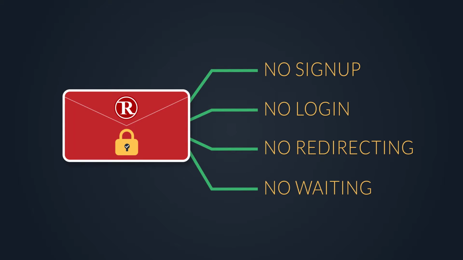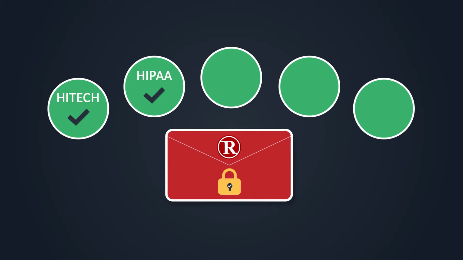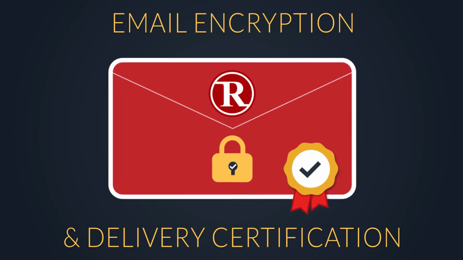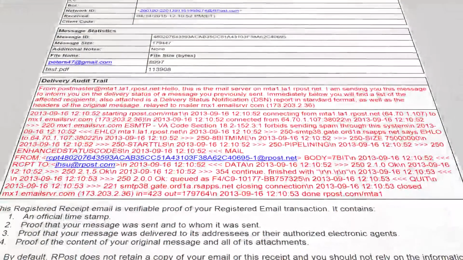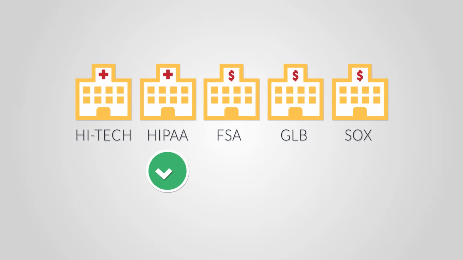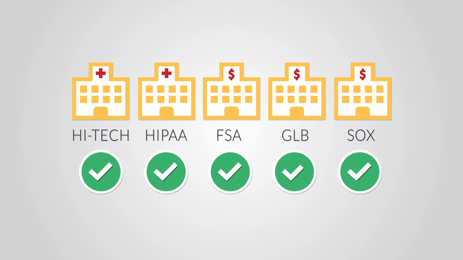RMail's encryption is the fastest and easiest way to send secure, private emails, and the only encryption service that also certifies encrypted delivery, providing you with the needed auditable evidence, which you will need in cases of data breach and to prove compliance with privacy laws such as HIPAA and other regulatory requirements.